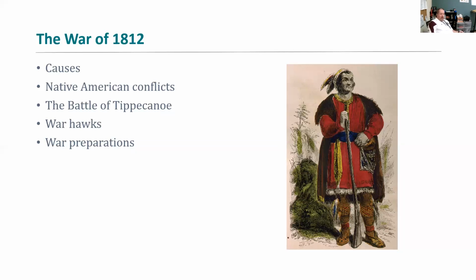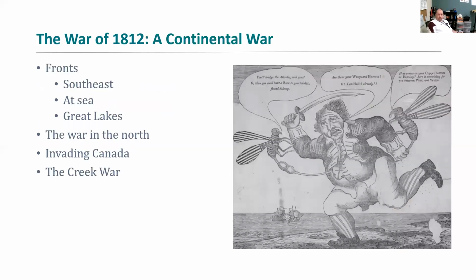The war preparations are a little dicey to begin with. The U.S. doesn't do real well in the War of 1812 to start with. Our existing army is pretty weak and not necessarily well trained. Congress doesn't really provide a lot of financial support for the war early on either. The fronts, the Southeast, the Sea, and the Great Lakes, there are 3 different regions in which the fighting occurs.